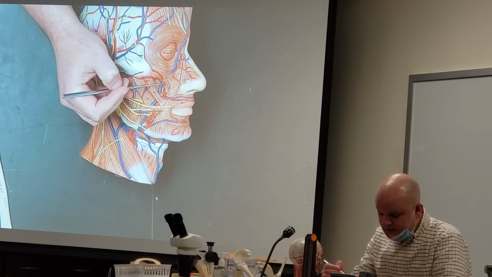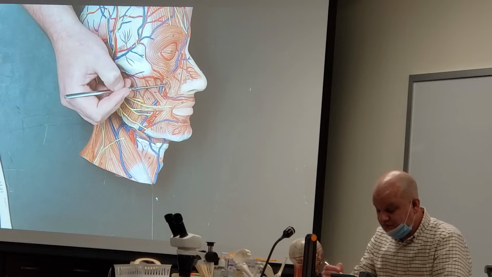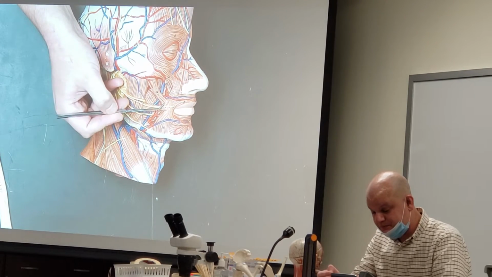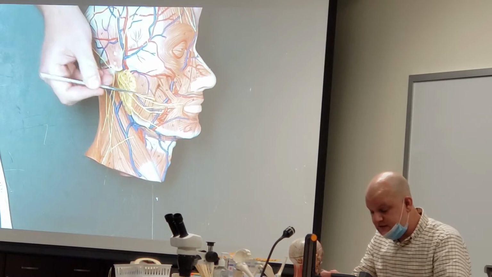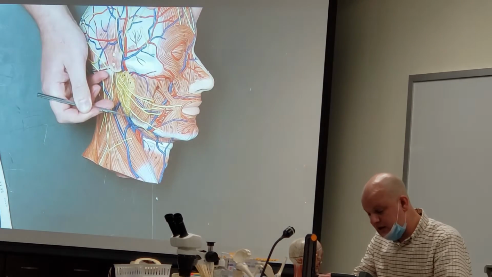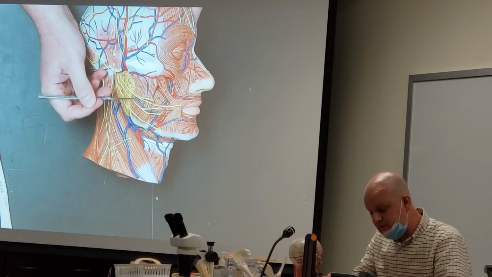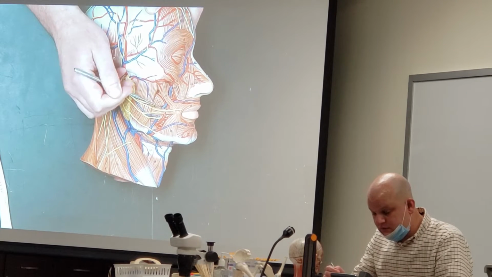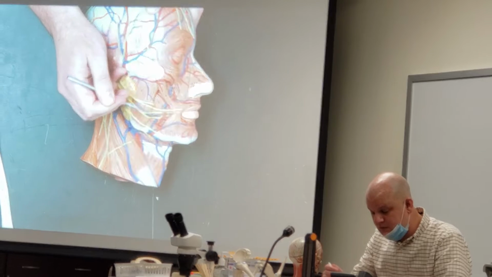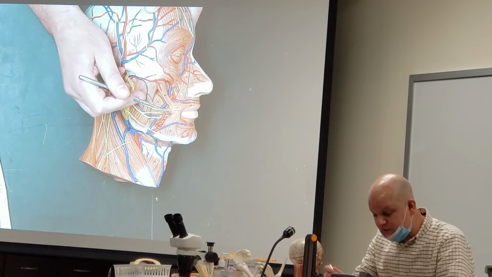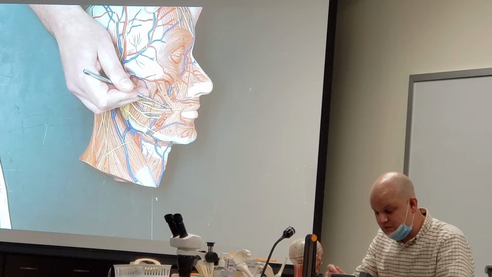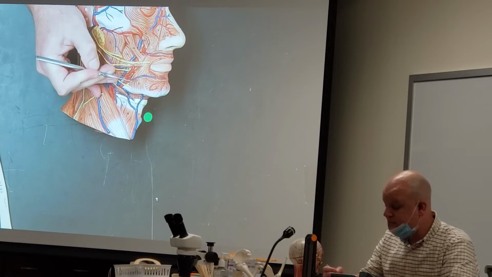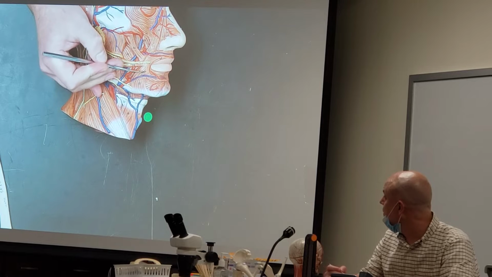Here is zygomaticus minor, zygomaticus major. This is the masseter muscle, elevating the mandible on chewing. This is the buccinator, this is the risorius, and this is depressor anguli oris.